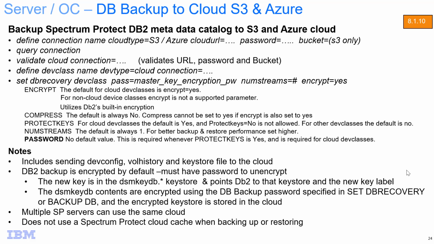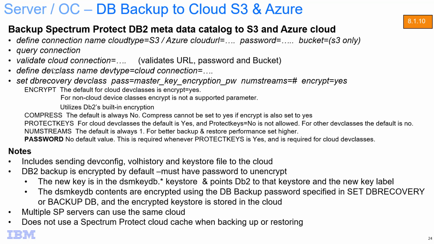So let's go through the details on that. Obviously, you will have had to set up your S3 cloud or your Azure cloud via the cloud provider. And then inside of Spectrum Protect, you will define a connection to that cloud using this define connection, cloud type equals either S3 or Azure. And then you'll put in your cloud URL, the secret password, buckets, and so forth. You can check that connection with a query connection or a validate cloud connection command.